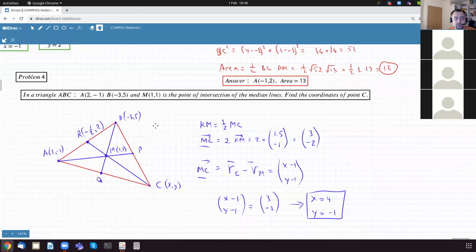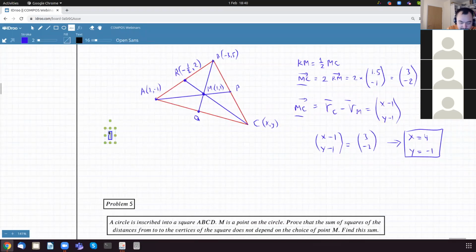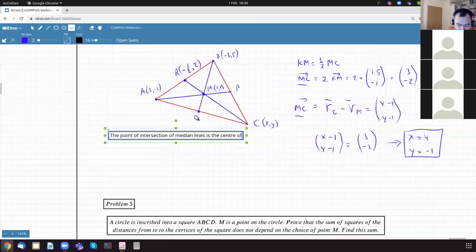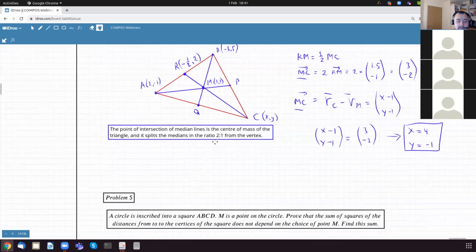Okay, and just to emphasize, the point of intersection of median lines is the center of mass of the triangle, and also it splits the medians in the ratio 2 to 1, counting from the vertex, measuring from the vertex. All right, lovely.